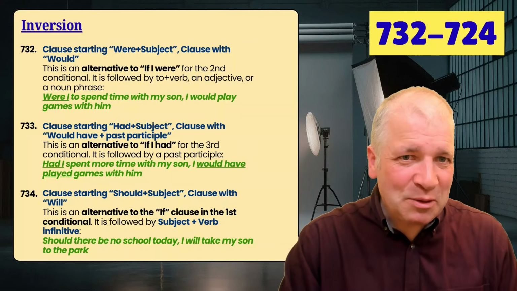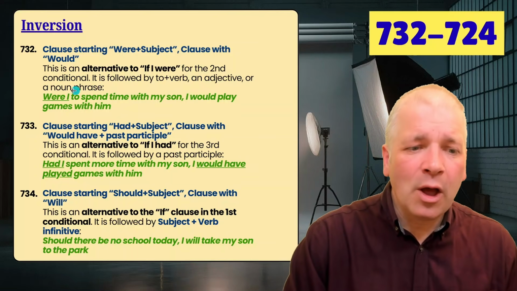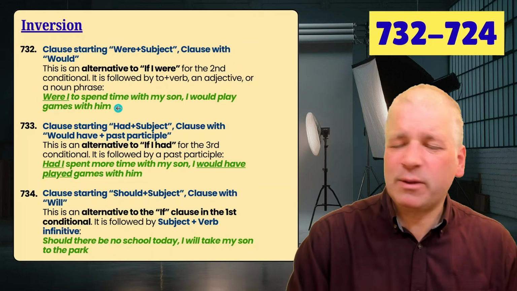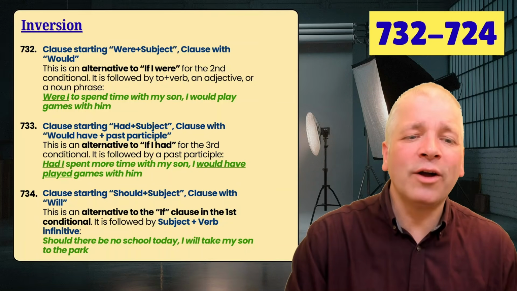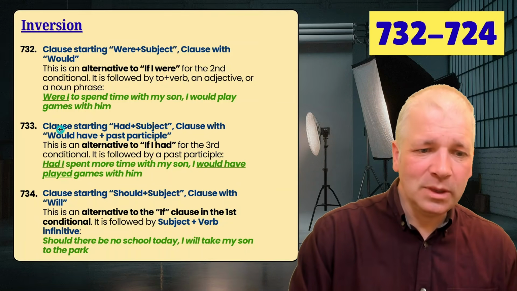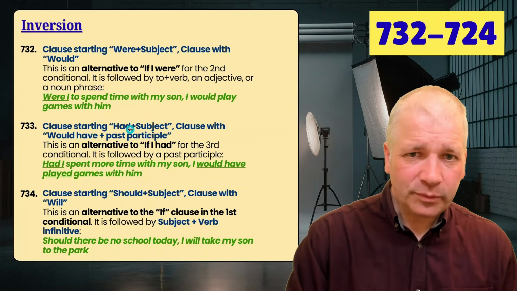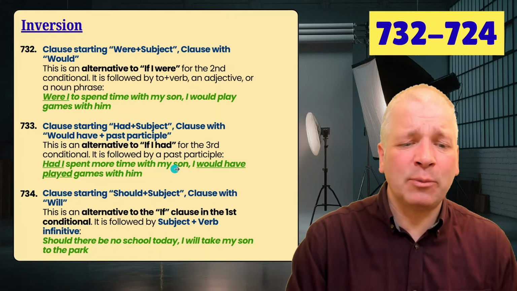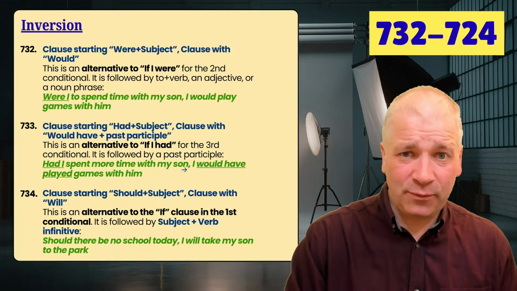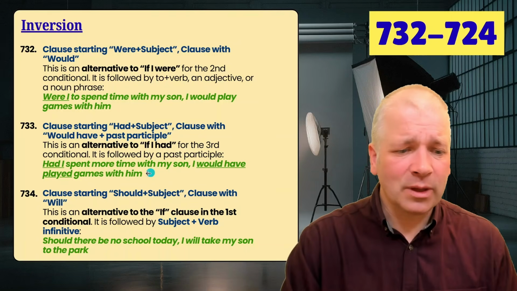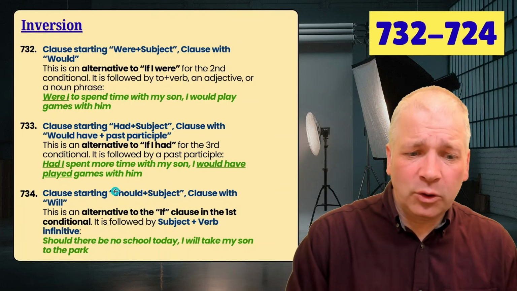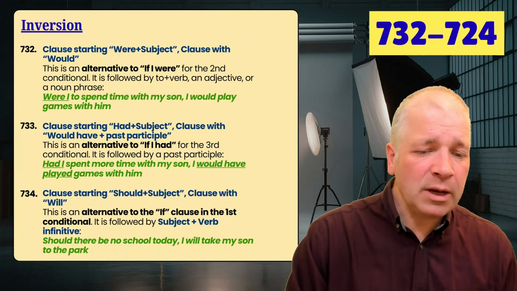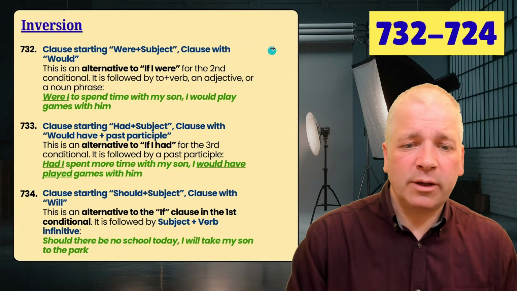Inversion is something that we can use at an advanced level with conditionals. Were I to spend time with my son, I would play games with him. So this is an alternative to if I were to. In the third conditional, we can invert by using had I instead of if I had. Had I spent more time with my son, which is the inverted version of if I had. And in the first conditional, we can use should instead of if in the first clause. Should there be no school today, I will take my son to the park.